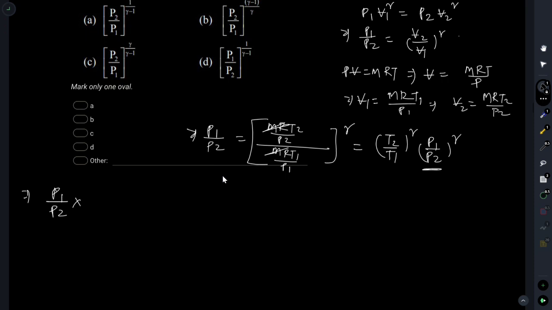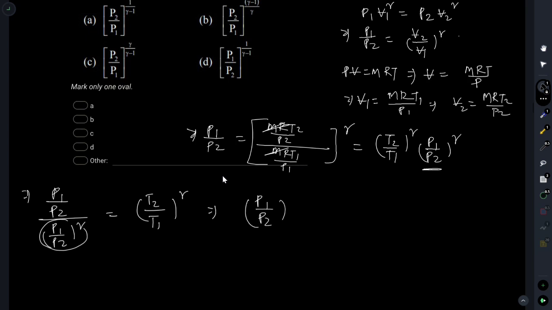No, right? So if I take this P1 by P2 to that side, then this will be divided by P1 by P2 raised to the power gamma, and that will be equal to T2 divided by T1 raised to the power gamma. Now if I take this numerator to the denominator, and denominator to numerator, then I can write P1 by P2 raised to the power 1 minus gamma, and that will be equal to T2 by T1. Now if I try to find the value of T2 by T1, then T2 by T1 can be written as P1 by P2 raised to 1 minus gamma divided by gamma, right?